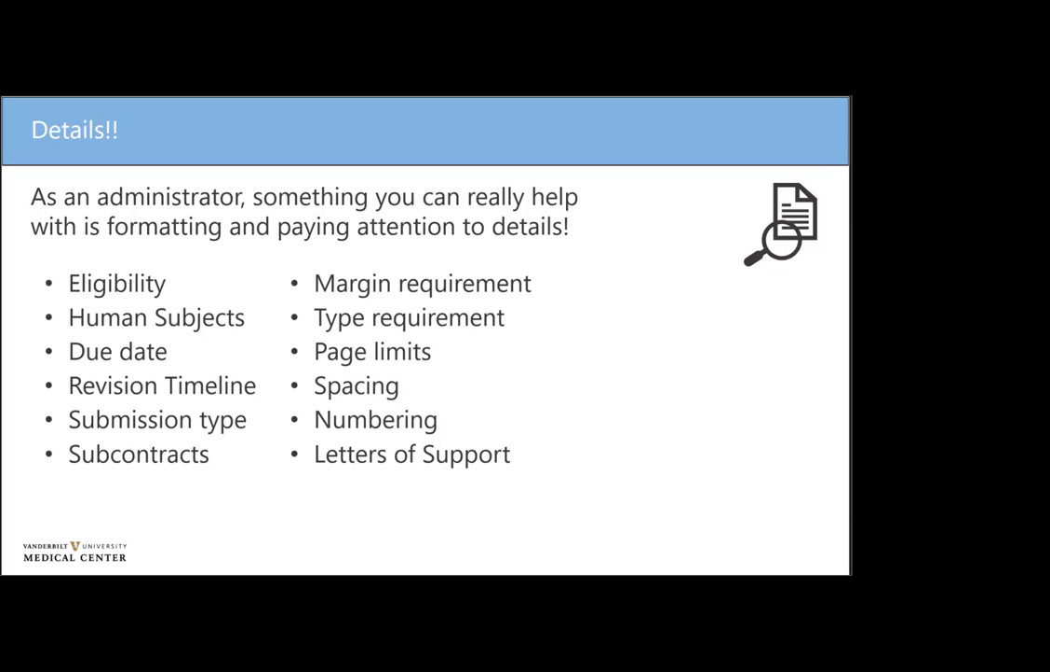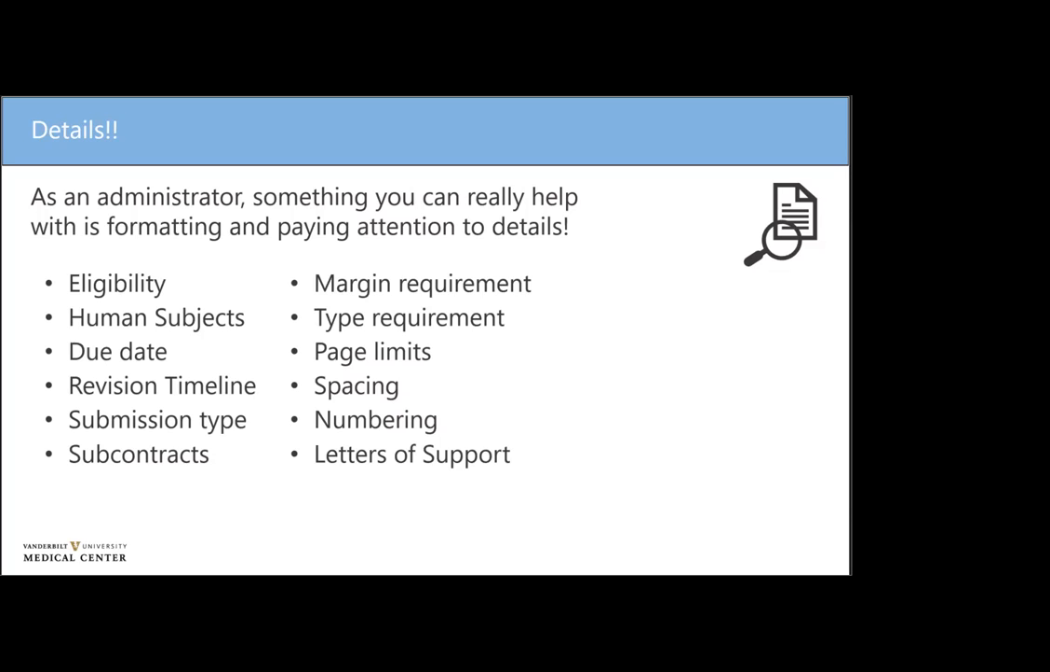So this includes eligibility, we talked about earlier. Make sure that you're eligible before you apply for a grant. Making sure that the FOA supports human subjects work, if that's what you're proposing. When is the grant due? If it's a resubmission or a revision, making sure that you have enough time to submit it and that you picked the right deadline.